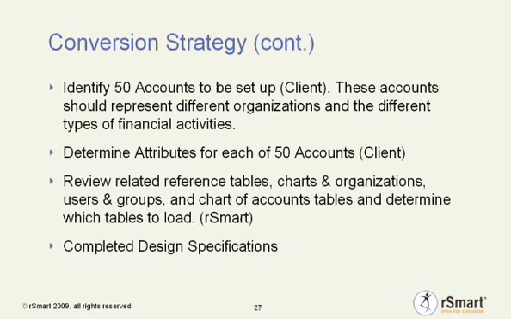With one type of proof of concept, we identify around 50 accounts to be set up by the client. These accounts should represent different organizations and different types of financial activities. So we really get a feel for what type of areas you want to look at. Some project accounts would be an example, some your real accounts, your nominal accounts, looking at various types of areas, some areas where you may have some chargebacks for other type of activity, your general fund, maybe your grants and contracts, your capital outlay. We may determine attributes for each of the 50 accounts and help you load those.